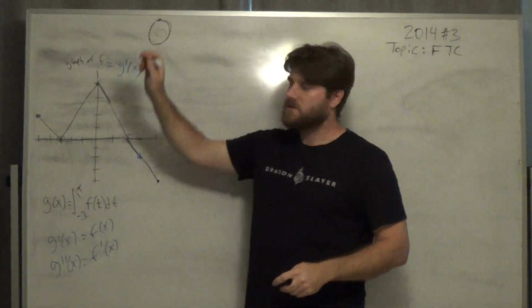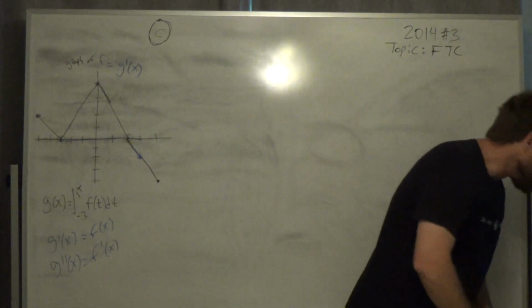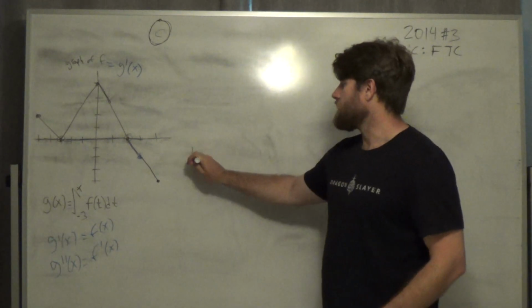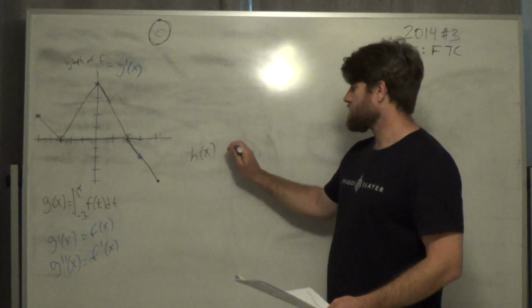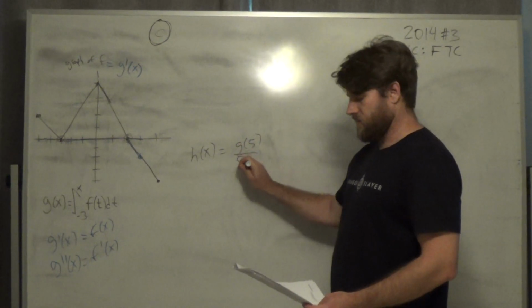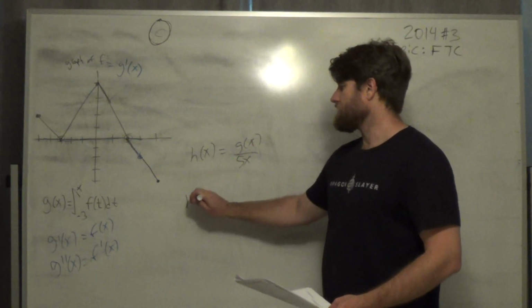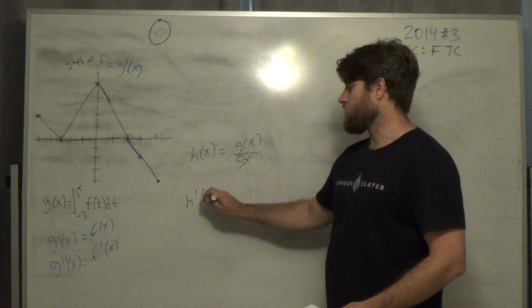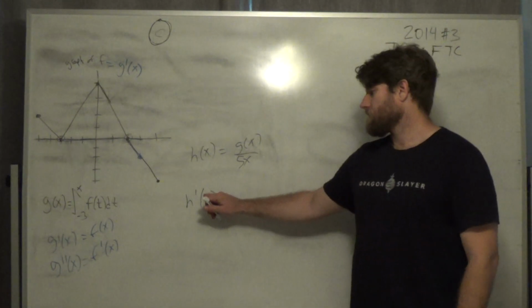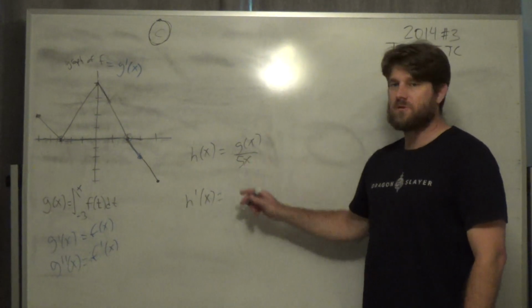All right, part C. They want h prime 3. Wow, this just seems so much like the previous question. Okay, so they start by telling me h of x is g of x over 5x. And they want to know what is h prime 3. Now folks, before you can find h prime 3, you've got to find h prime x. So let's put an x there. And you cannot find h prime x, the derivative, unless you do the quotient rule.